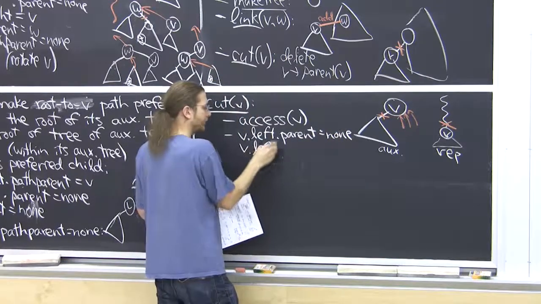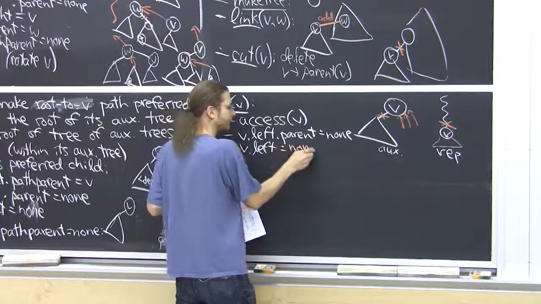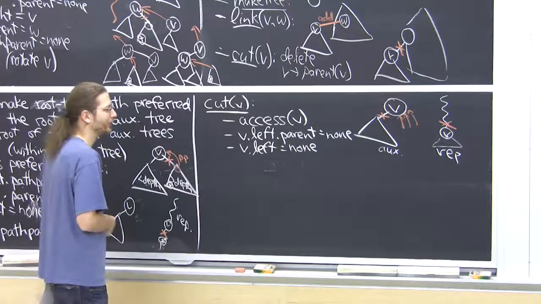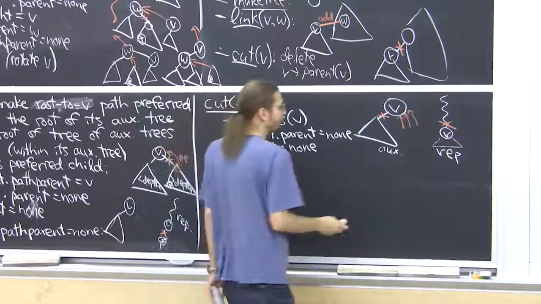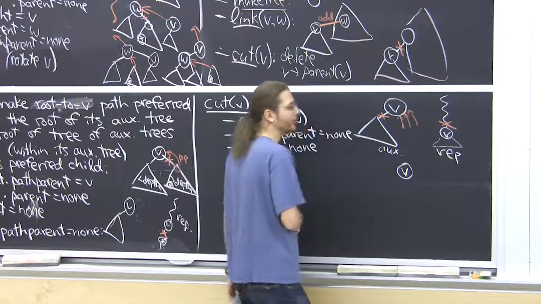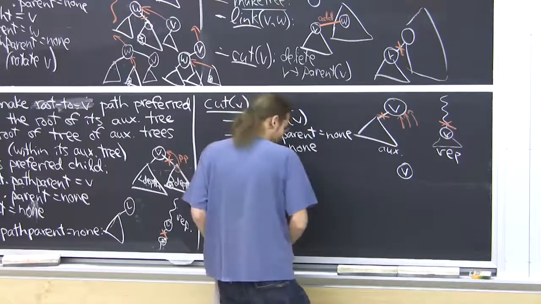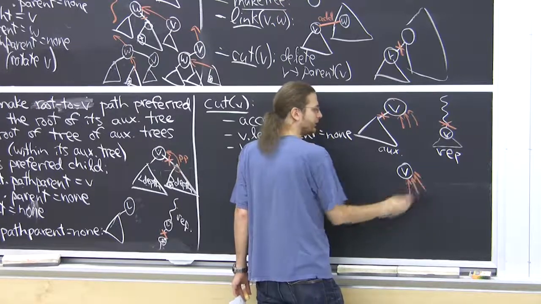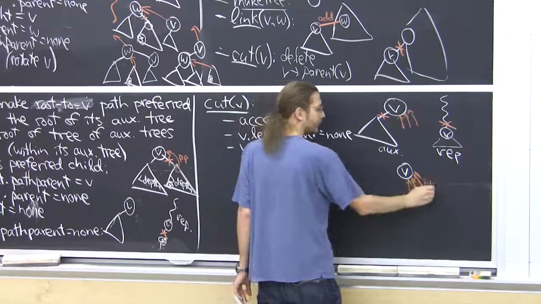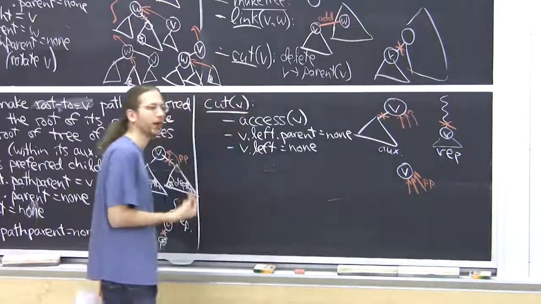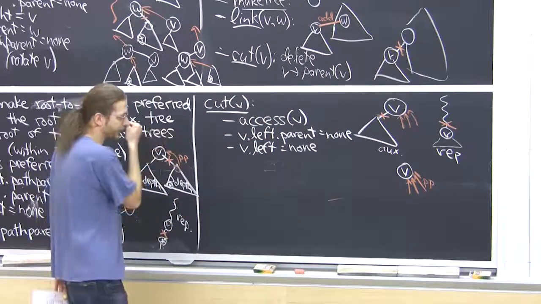V left is none. That's it. Gone. That edge has disappeared. What we'll be left with is v all by itself. It has no left child, no right child. It still has some things that link into it via path parent pointers, but v is alone in its aux tree after you do a cut.